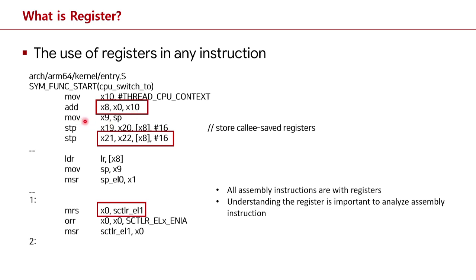As for this assembly instruction, the value of the SP register is copied onto the X9 register. As for this assembly instruction, the values of X21 and X22 will be copied onto the target memory address. In this case, the base address for the target address to store is the X8 register. This value could be added to the X8 register to calculate the target address to store. What I mean is, those two registers are stored onto this target address.